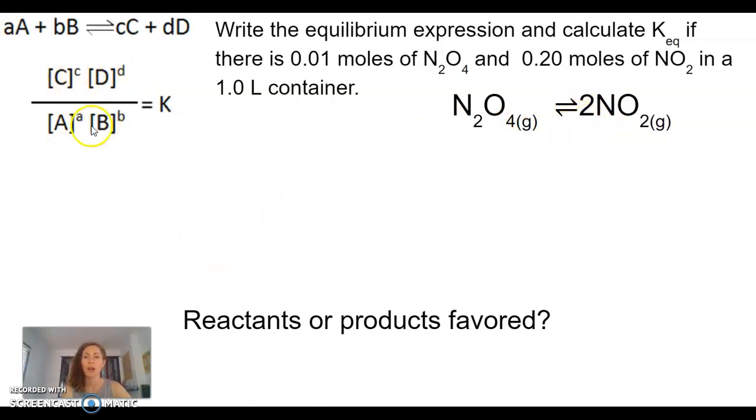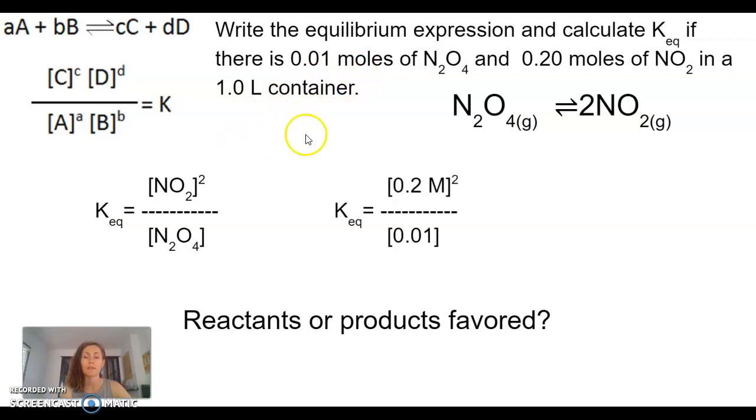So we need to set up our rate expression to start. So we need to put our products over our reactants. And so we have our NO2, which is a product, raised to the second power because of its coefficient, over my reactants, not raised to any power because there is no coefficient. I'm then going to plug in the values for my molarity.